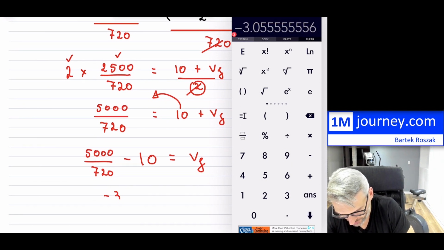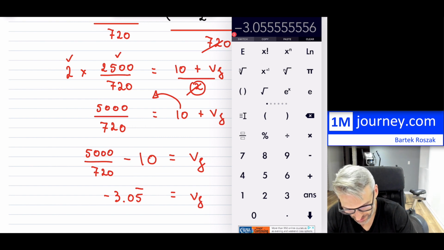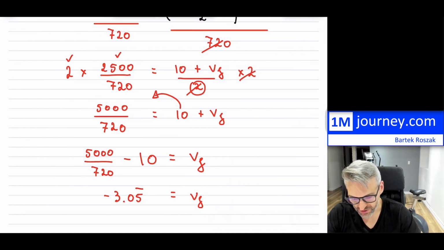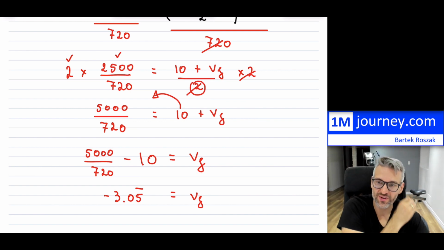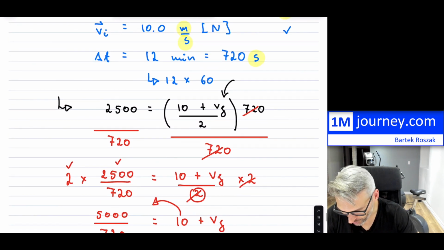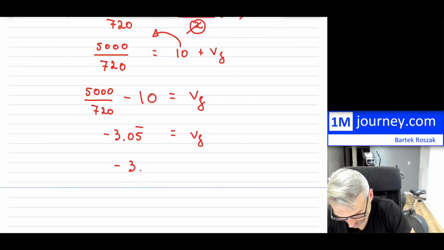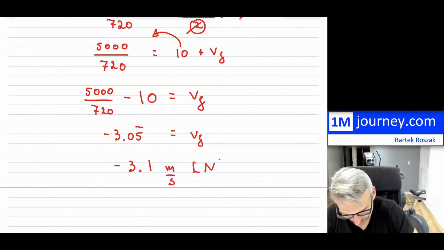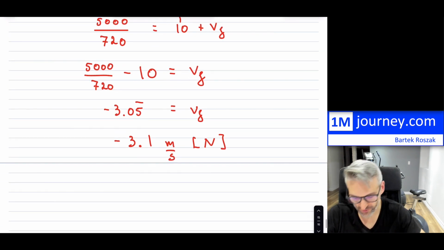So this is negative 3.05555. I'm going to just do a bar because these are repeating all the way through, and that's what my answer would be. And this is north, so that means the negative actually tells me that it's south. All right, so this must have changed the directions. Now, I just have to go back and round this to 2 significant figures. That's going to be negative 3.1, and this is meters per second. Okay, and I'll keep this north because that's what they wanted, right? So this is all north. And that would have been your final answer.